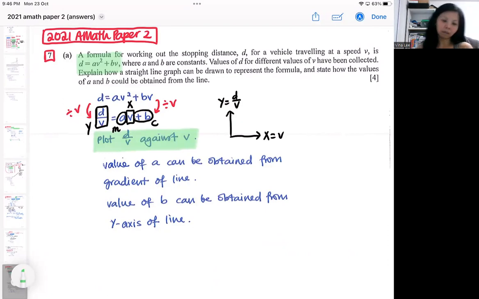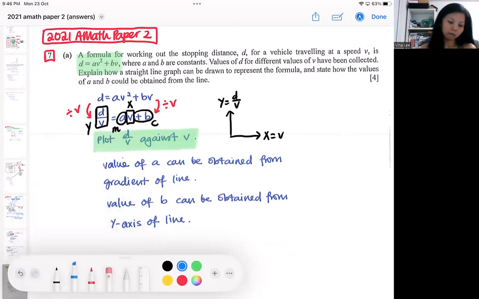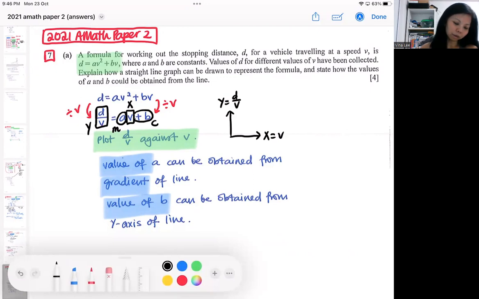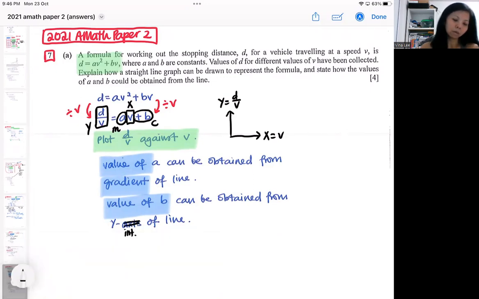Then from the straight line, how are you going to find the value of A? You need to explain that the value of A will be obtained from the gradient of the line, and the value of B will be obtained from the y-intercept of the line. Essentially, you will get a straight line, and the features of a straight line are the intercept and the gradient. With these two features, we find the two unknowns. Technically, that is the big idea for linear law.